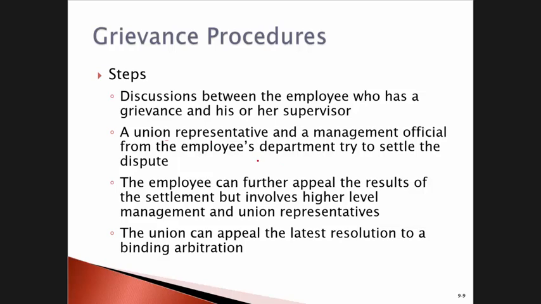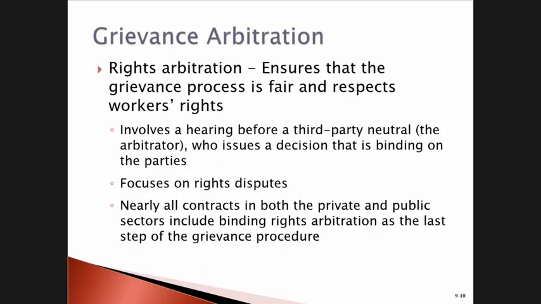If one party or the other is not happy with the outcome of this step, they can appeal further the results of the settlement. This will involve higher levels of both management and the union representation. If the workers are not happy at this point, they can then appeal that resolution to binding arbitration. Binding arbitration, remember, is having a third party tell the company, the union, and the employee what the terms are. So grievance arbitration is really rights arbitration.